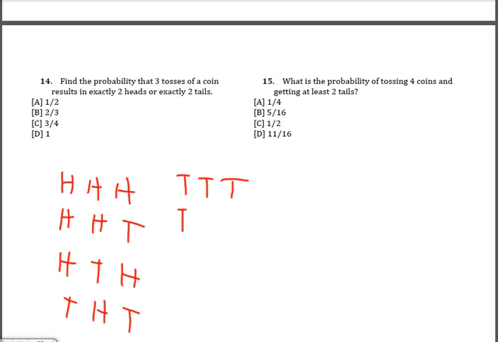Tail, tail, head. Tails, heads, heads. I already got head, head, head. Head, tail, tail. All right. Is that all of them now? 1, 2, 3, 4, 5, 6, 7, 8.